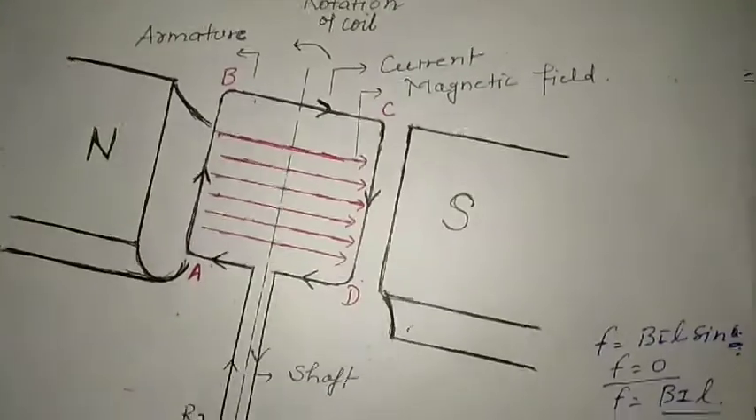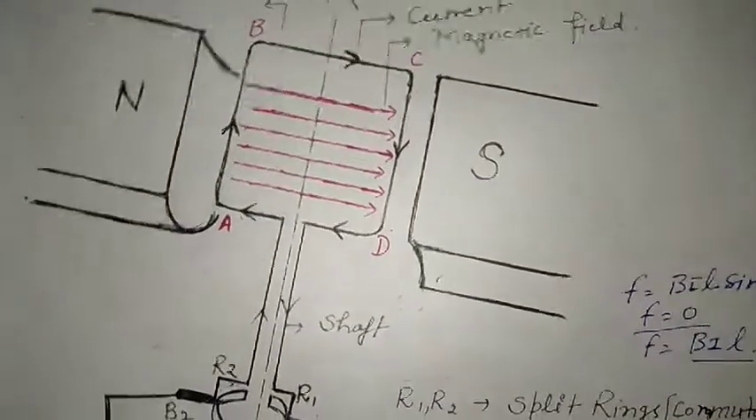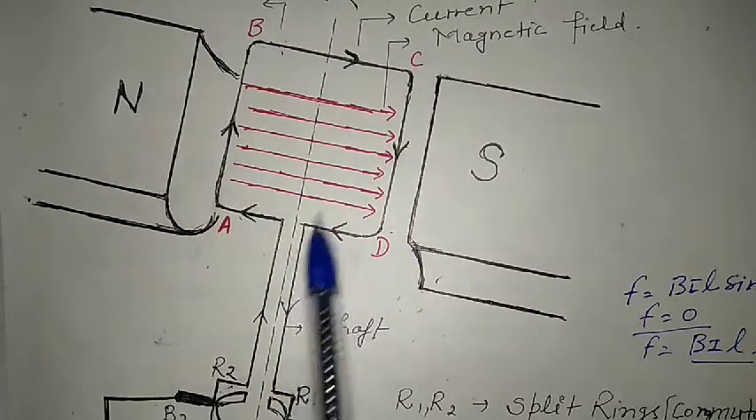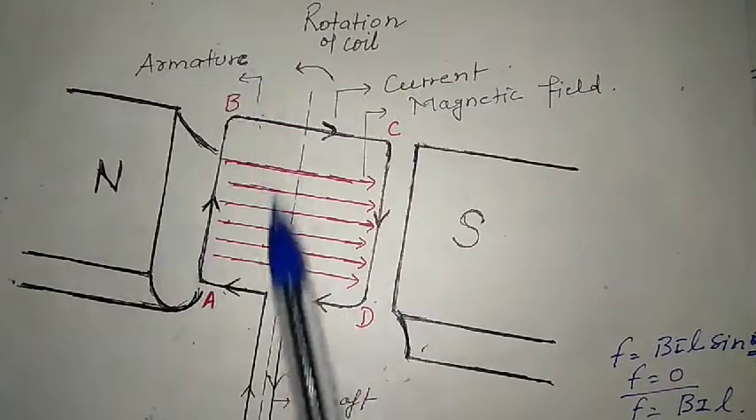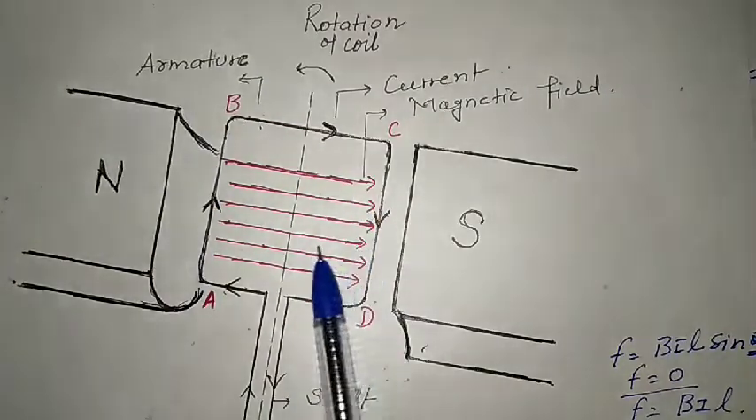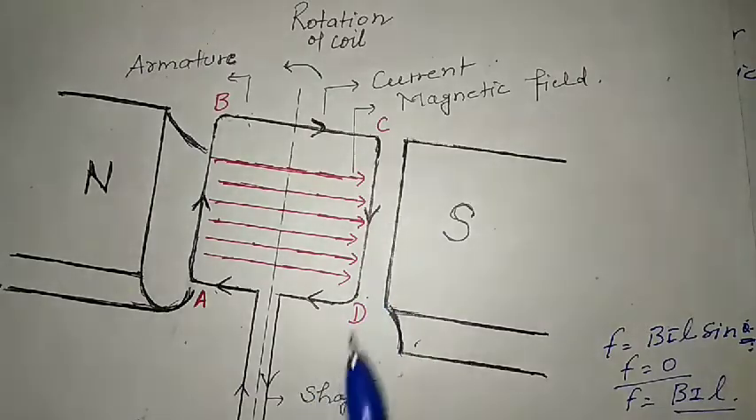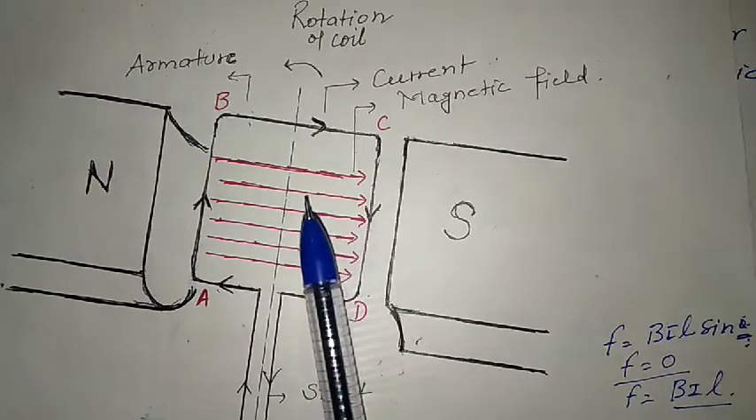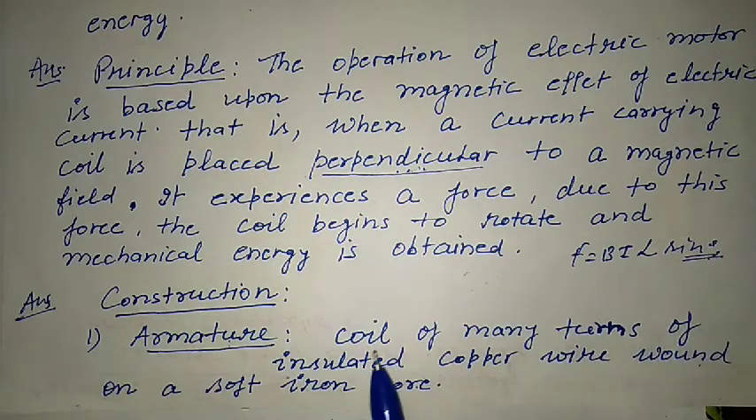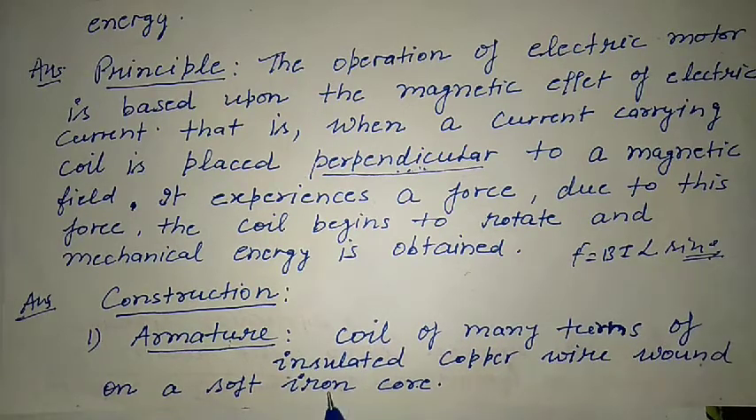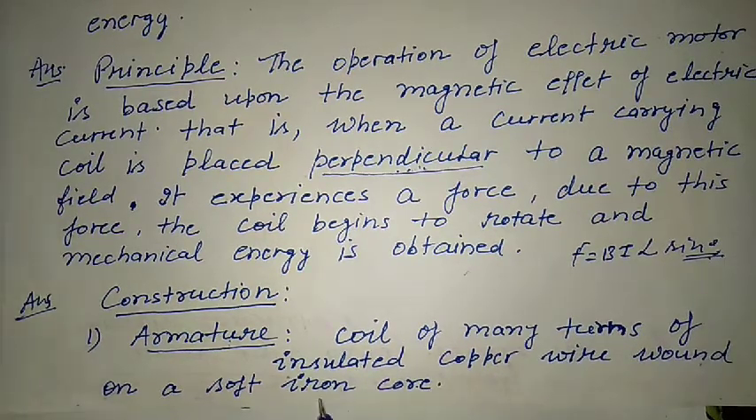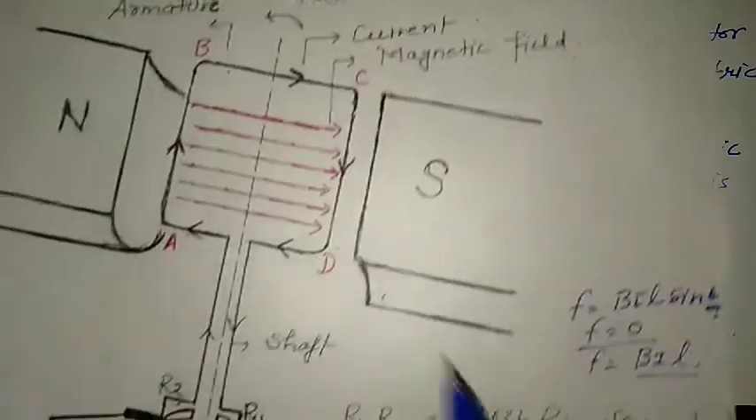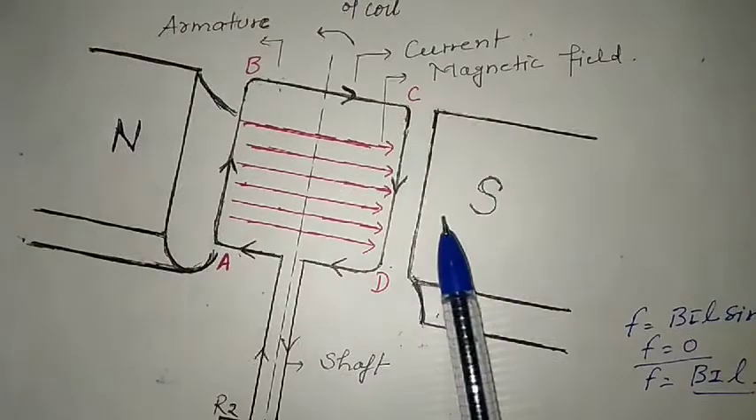This is a diagram of the electric motor. The first part is the armature. This is a coil. It is a coil of many turns of insulated copper wire wound on a soft iron core. What is the armature? The armature is a coil of many turns of insulated copper wire wound on a soft iron core. The soft iron core gives the best results, so that's why we are using the soft iron core here.